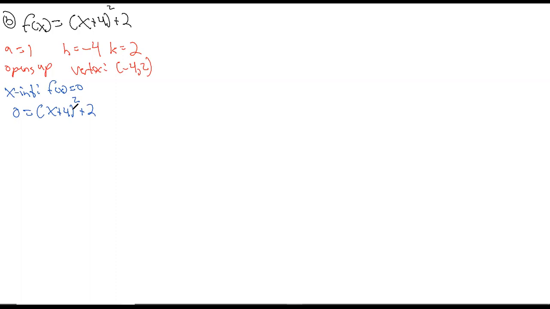Because we have a parentheses squared, let's isolate that and then take the plus or minus square root of both sides. So let's subtract the 2 on both sides, which will give us negative 2 is equal to (x + 4)². Now we take the plus or minus square root of both sides. Plus or minus only on the number side. Where are we, blue?